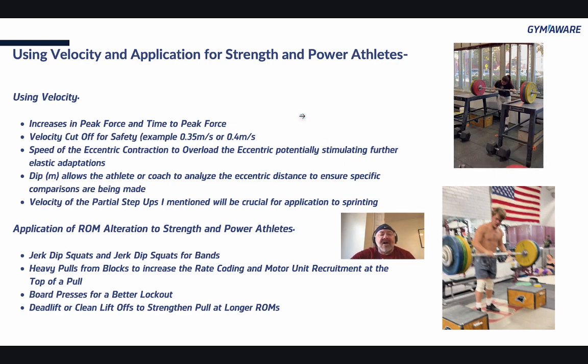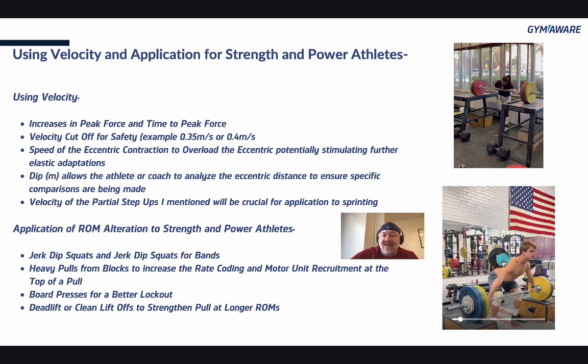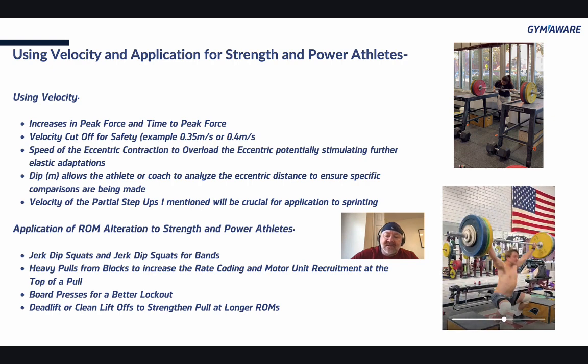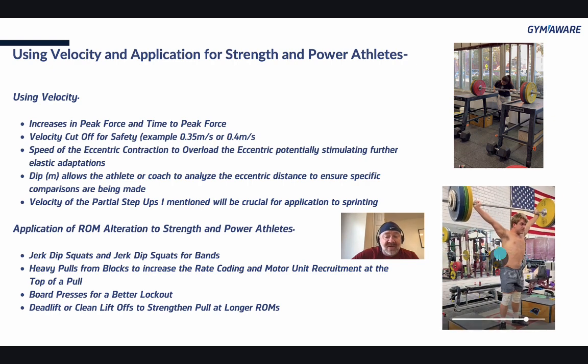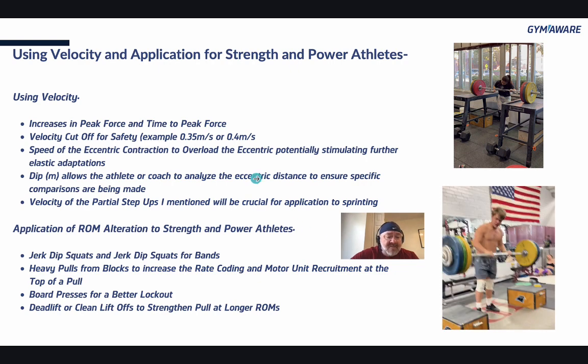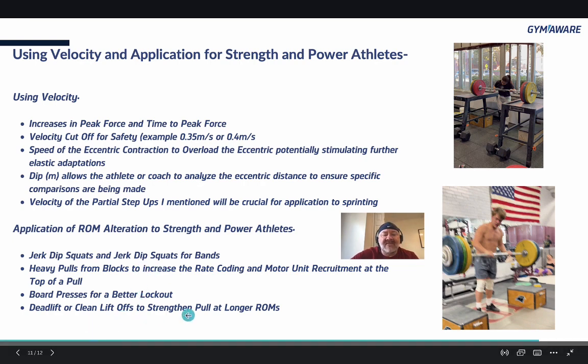Heavy pulls from blocks increase rate coding and motor unit recruitment at the top of a pull. We use these all the time, getting athletes used to going from 0 to 100 as fast as possible. Board presses, if you're bench pressing, give a better lockout by maximizing the end range of motion on the bench press. And then deadlift or clean lift-offs strengthen the pull off the floor.